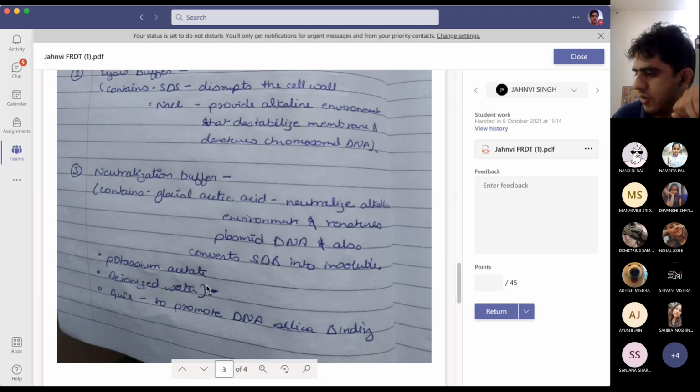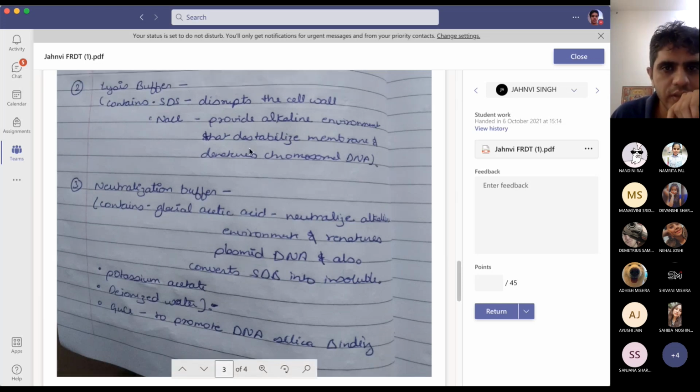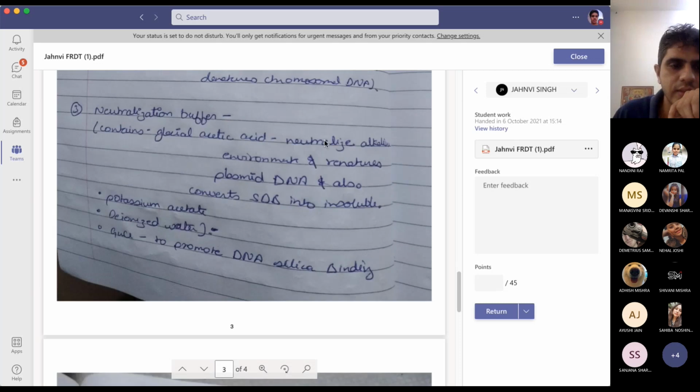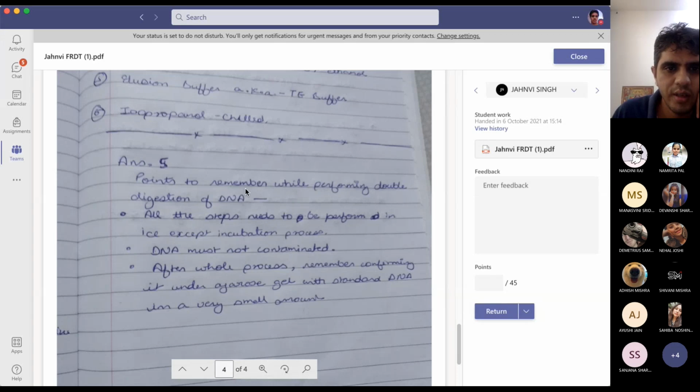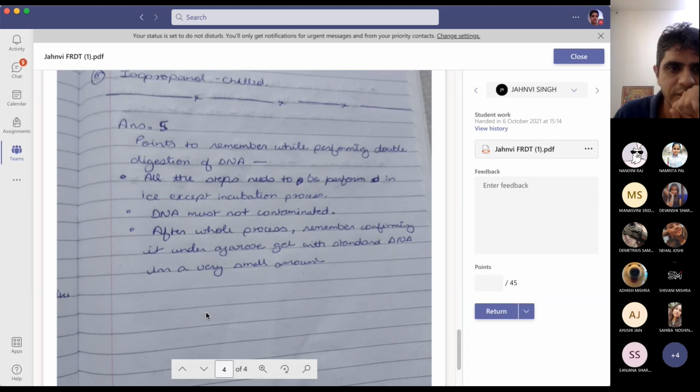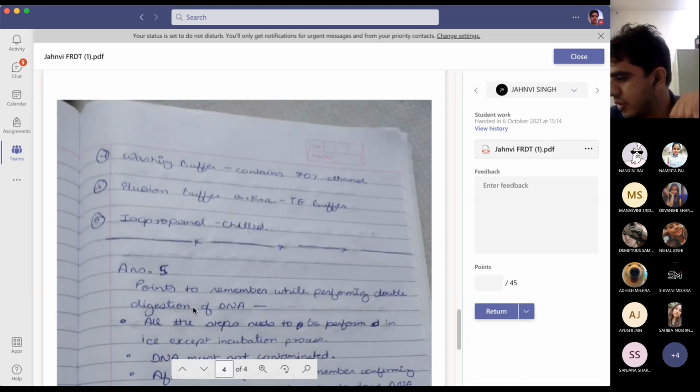So here it is 4, not 4.5. Okay, just it is 4. The third is isopropanol, but chilled. Point to remember while performing double digestion, at all steps keep it on ice, DNA must not be contaminated often. Or 0 for this: no star activity, nothing.